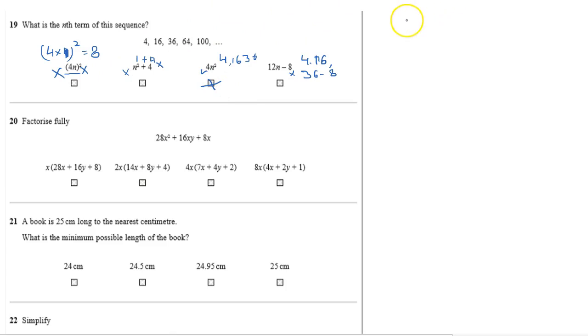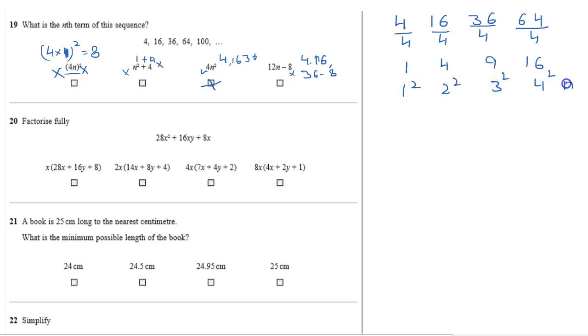Now let's see another method. This is 4, 16, 36, 64. Now here we can see that the 4 is there, so let's try to divide all by 4. So this is 1, this is 4, this is 9, and this is 16. This is 1 square, 2 square, 3 square, 4 square. So it means it is n square multiplied by 4. So the answer is 4n square.